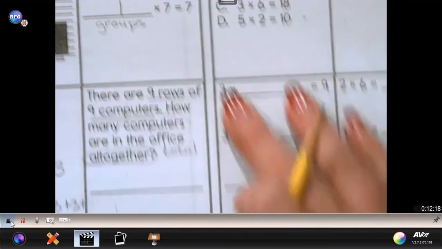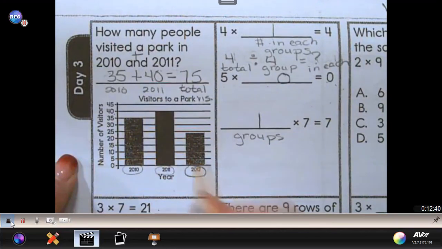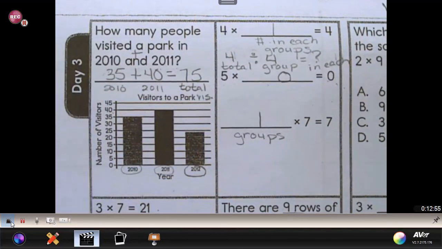Okay, so our discussion question for today, going back to my bar graph here. The discussion question in your math folder for Wednesday is, how many people visited the park in 2010, 2011, and 2012? Now I want you to write an equation including all 3 years and how many people or visitors visited the park in all 3 years. And that's going to be your discussion question for your DMA today.